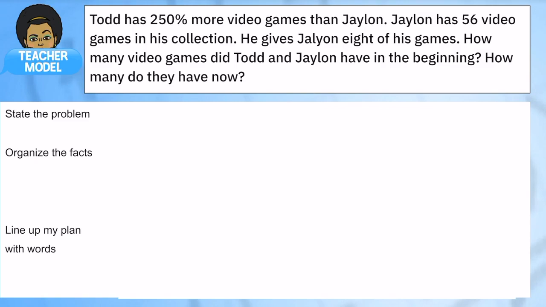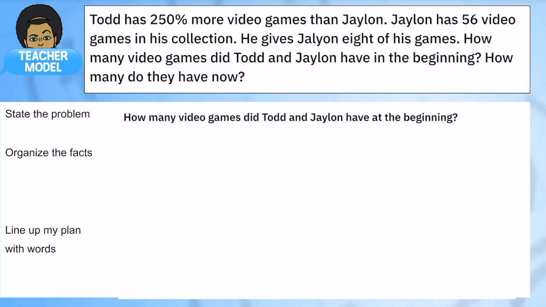Todd has 250% more games than Jalen. Jalen has 56 games in his collection. Todd gives Jalen 8 of his games. How many video games did Todd and Jalen have in the beginning? How many do they have now? So that's what we're trying to figure out. We already know Jalen has 56, so we just have to figure out what Todd has. And then we're going to figure out how much they have at the end after Todd gives Jalen 8 of his games. So there's going to be a little bit of a change in numbers.